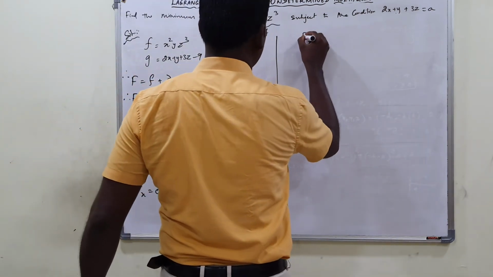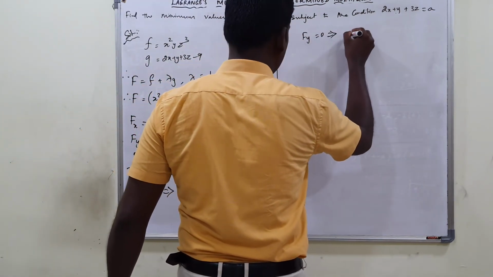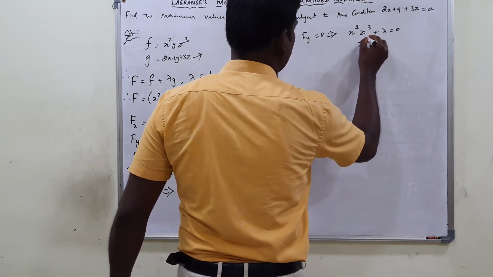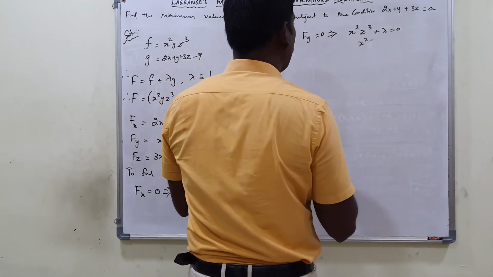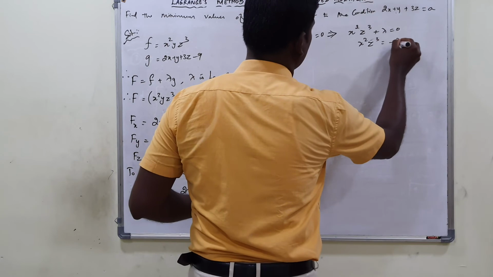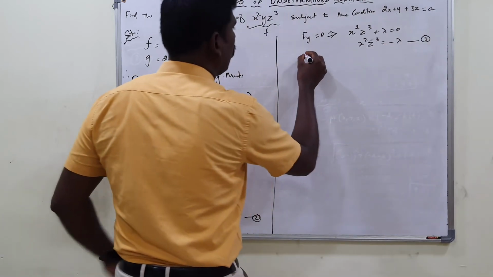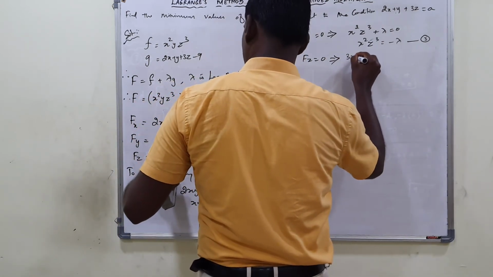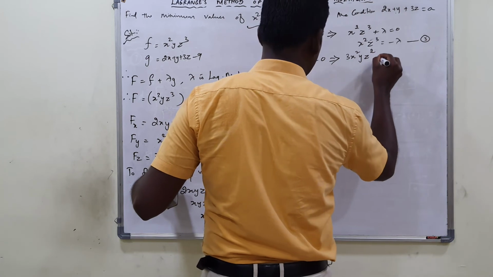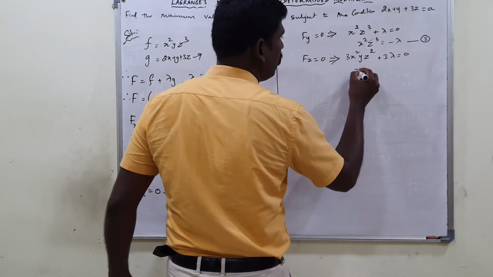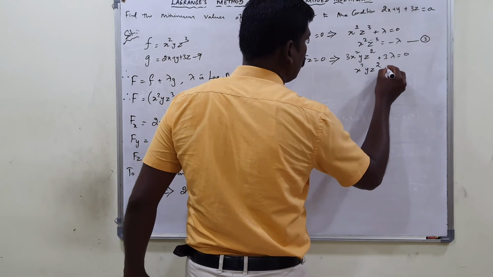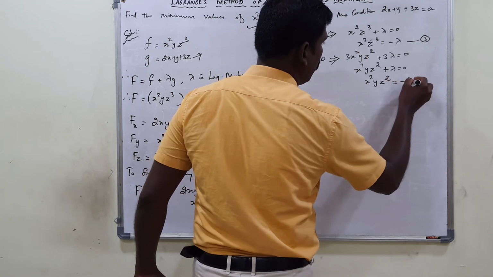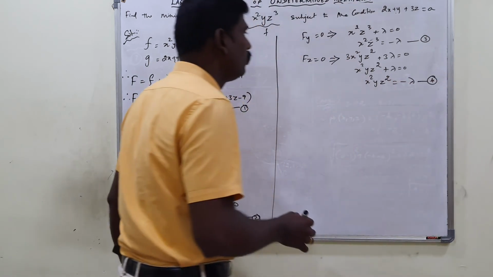Same like that, Fy equal to 0 implies x square z cube plus lambda equal to 0. Take this lambda to the right hand side: x square z cube equal to minus lambda. Equation number 3. And then Fz equal to 0 implies 3x square y z square plus 3 lambda equal to 0. Dividing by 3, x square y z square plus lambda equal to 0. So x square y z square equal to minus lambda. It is called equation number 4.